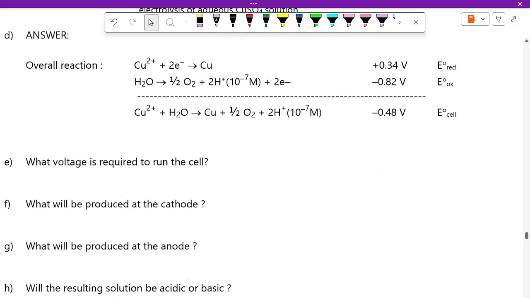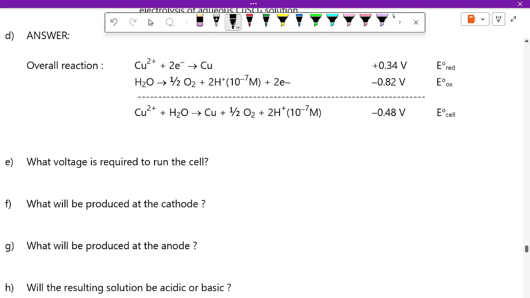What voltage is required to run the cell? Greater than positive 0.48 volts. Do you need to write this positive? Yes. Yes.